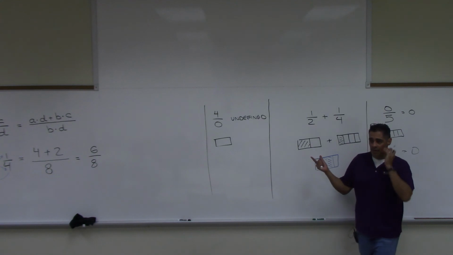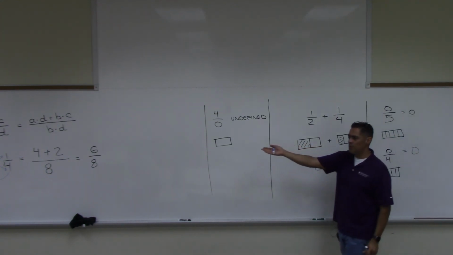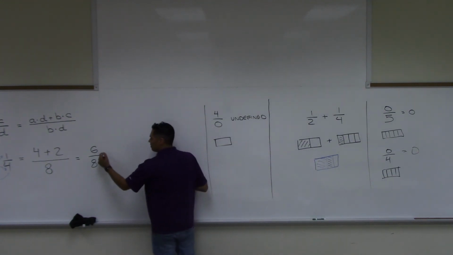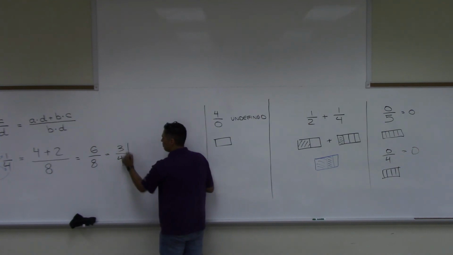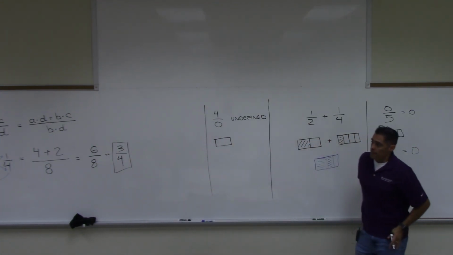That's not the answer we got a second ago, right? Our answer was 3/4. But you can reduce that, right? 2 goes into both of those. 2 goes into 6 3 times. 2 goes into 8 4 times. So you get the same answer. Yes? That's called cross multiplying, right?